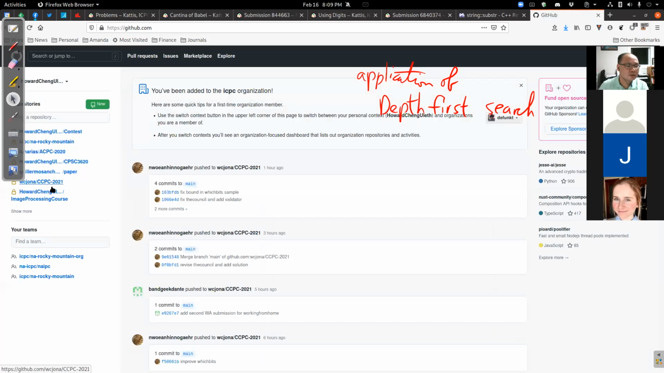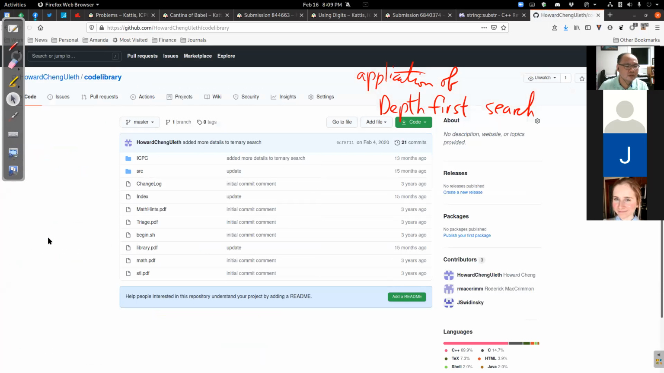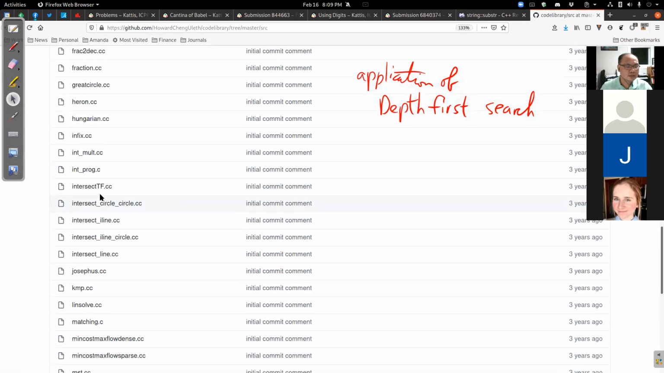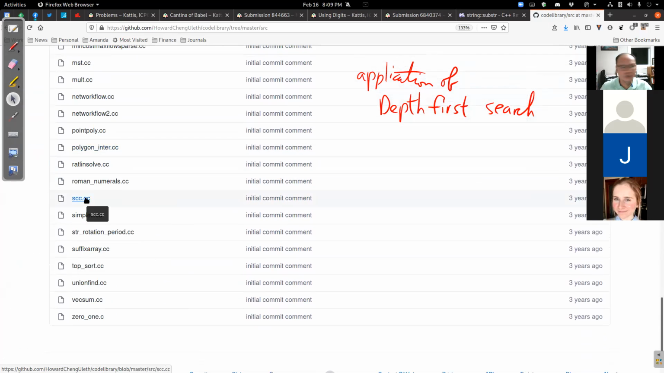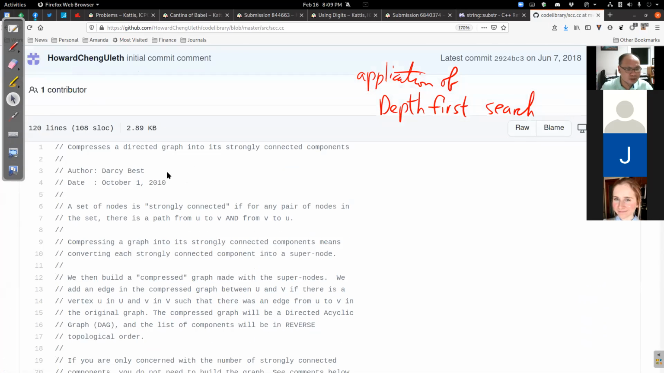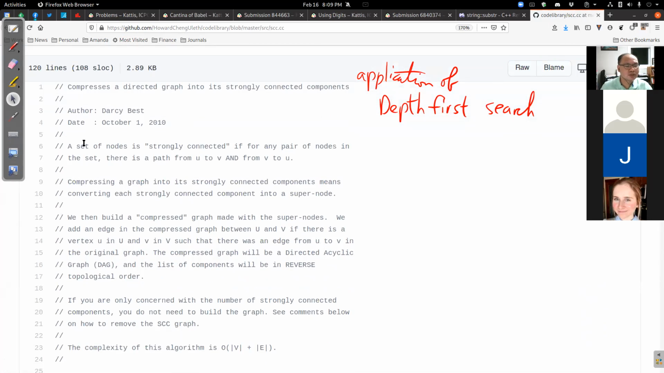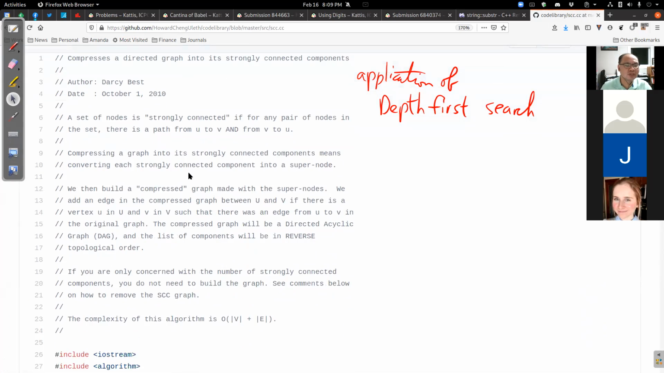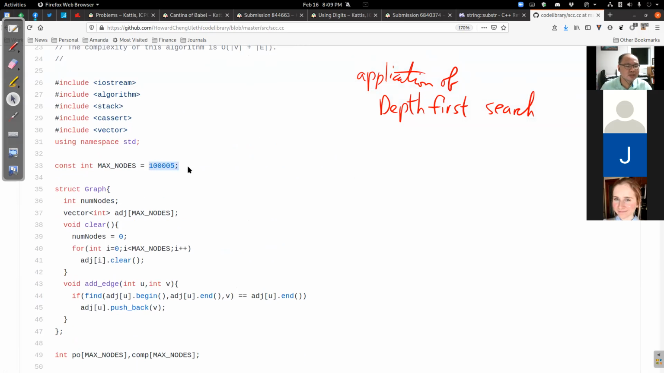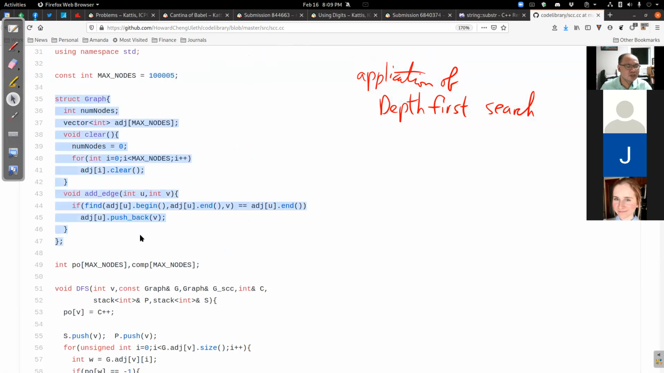Because if you recognize that this is what you want to do, we talked about the code library. So, code library here. And if you scroll down, there's strongly connected SCC here. So go to SCC. This is actually not my code, it's one of our alumni. And it tells you a set of nodes is strongly connected if for any pair of nodes in the set, there's a path from U to V and from V to U, and so on. And so there's some code, so you have to make sure that the number of nodes you have is correct. Then you just copy this. There's a graph data structure, and you call add edge every time you need to add an edge.